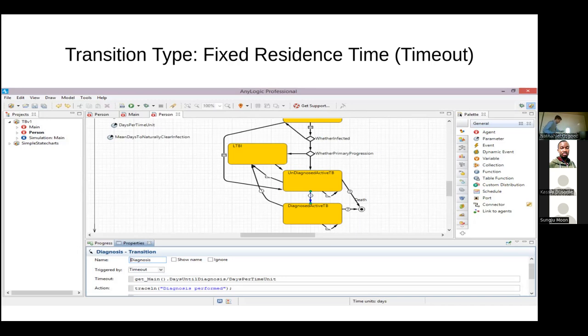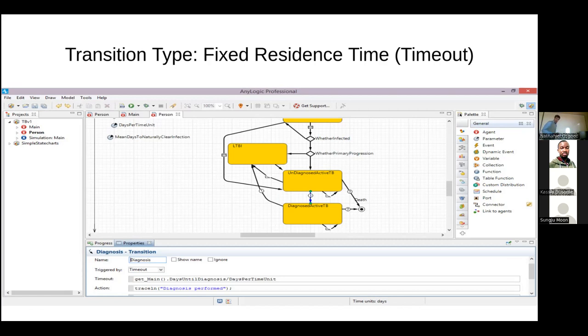So it's fixed: the longer I spend in the state, conditional on me still being in the state, it's the same chance per unit time of leaving. Conditional on still having active TB for another day, maybe we assume for the fixed transition that my chance of recovering is the same no matter how many days I've had it. So each successive day, if I haven't recovered yet, I have that same chance per unit time of recovering.